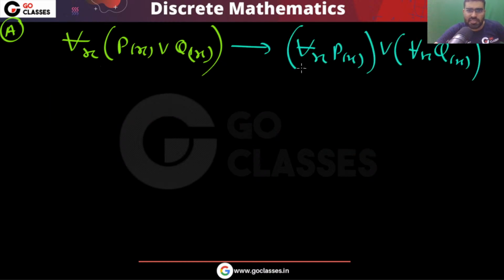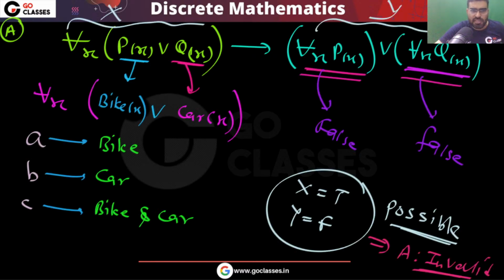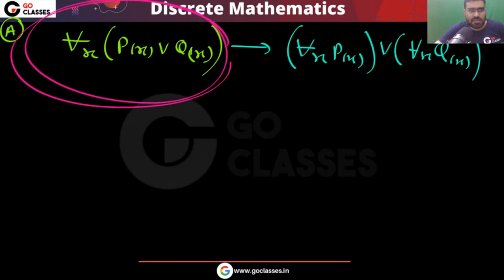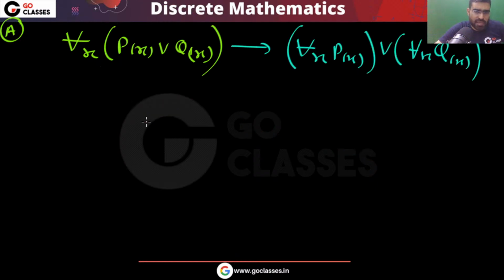Now what is the other statement saying? It is saying that everyone has P or everyone has Q. That is not necessary. It is possible that everyone has a bike or a car, I have a bike, you have a car, but it may not be true that both of us have a bike, or both of us have a car. So you can notice this also can be false.